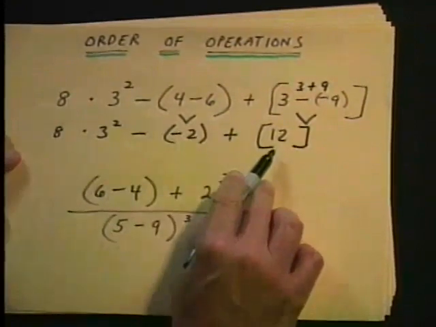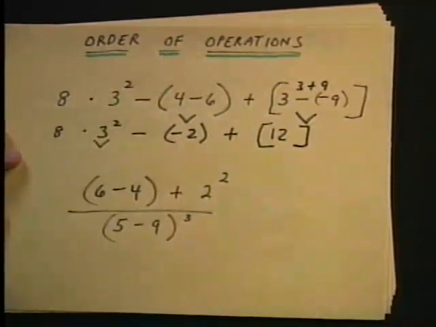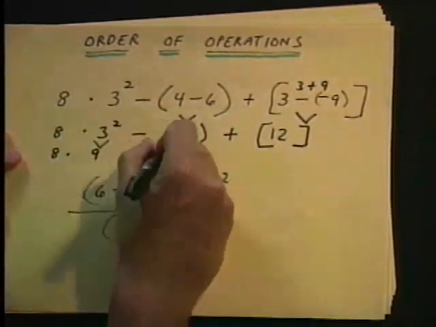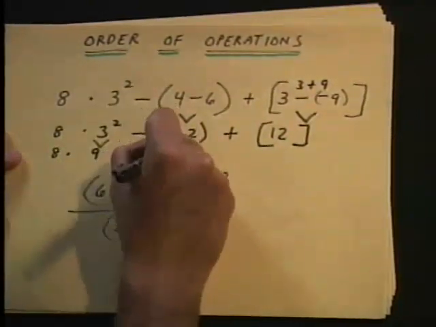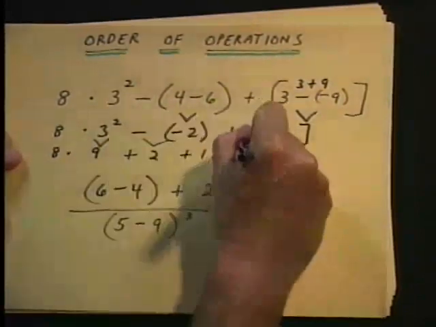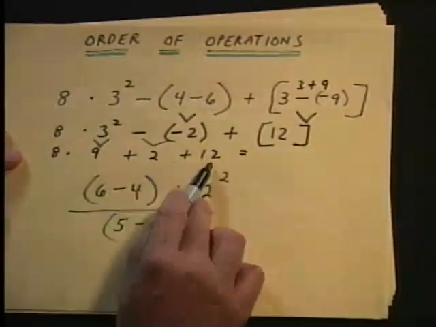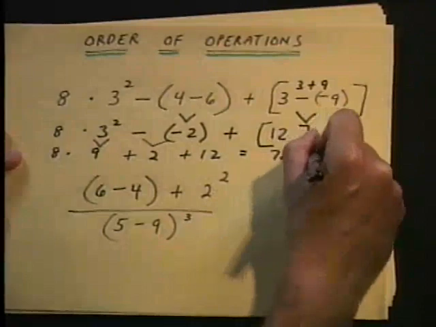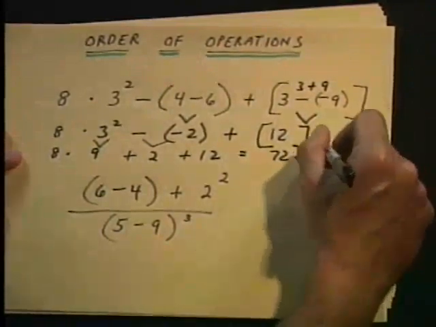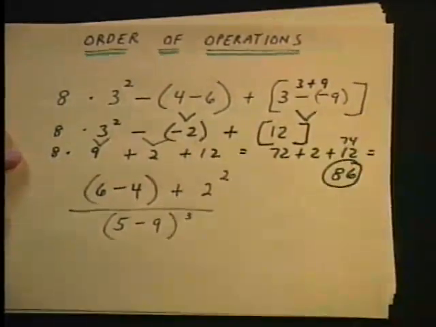So I would go ahead and do the exponent next. So we'll have 8 times 3 squared, that's 9. That minus a negative 2 we'll go ahead and change to plus 2 plus 12. So we're almost there. All right, so the 8 times 9 then, doing the multiplication next before this addition over here, gives us 72 plus 2 plus 12, gives us 74 plus 12. Let me show some steps here, and that comes out to be 86 for that one.